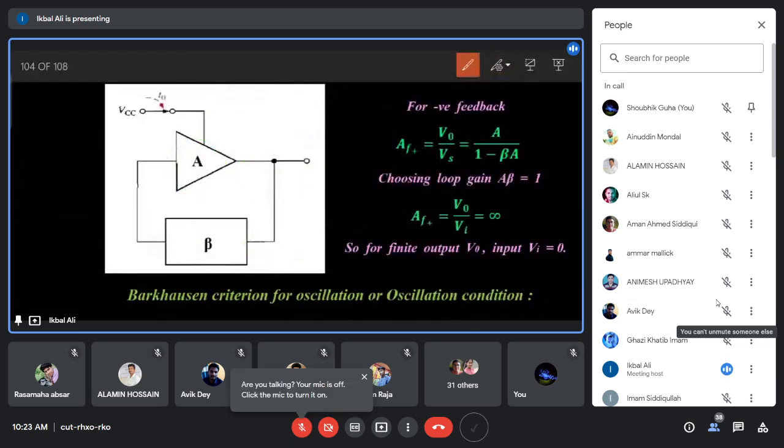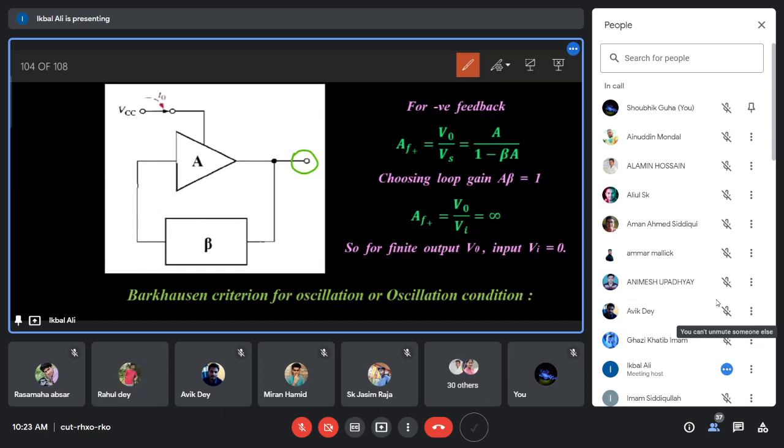So as a whole, the output of this feedback amplifier has a frequency part and an amplitude part.